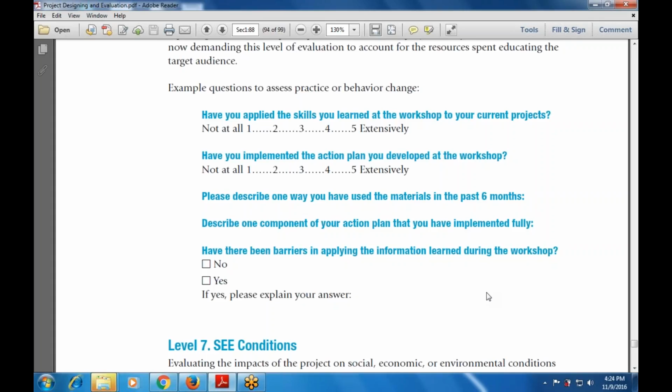Then describe one way you have used the material in the past 6 months. So what is the main material that you have used in the past 6 months? Then describe one component of your action plan that you have implemented fully. Have there been barriers in applying the information learned during the workshop? If there is any hurdle, if yes, then please explain your answer. If no, then please stop.